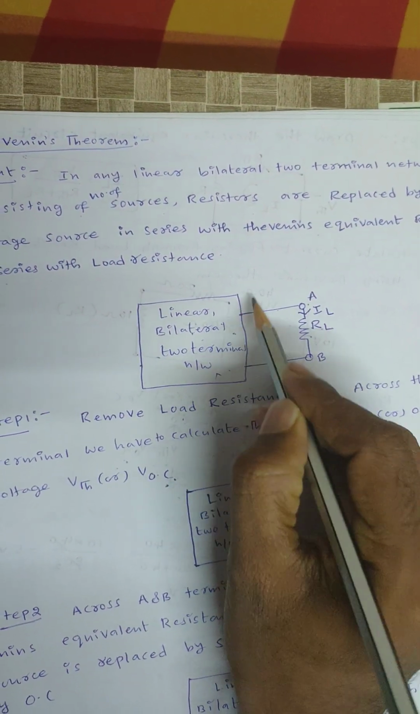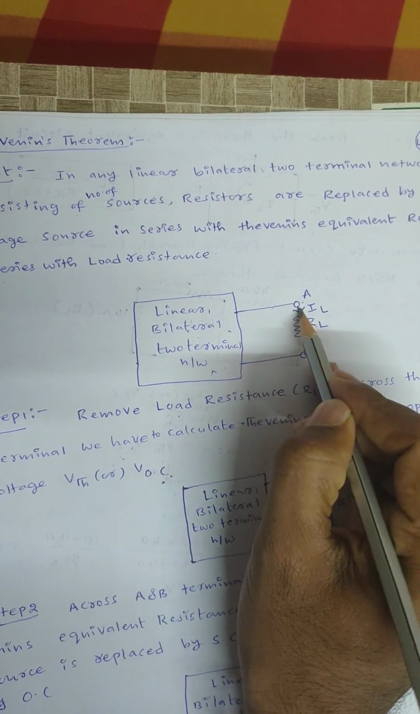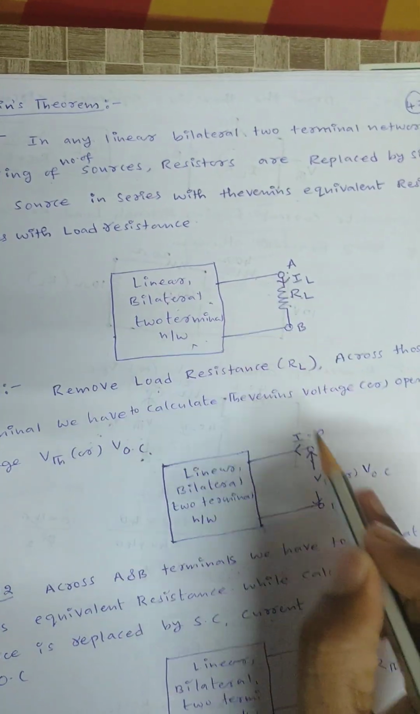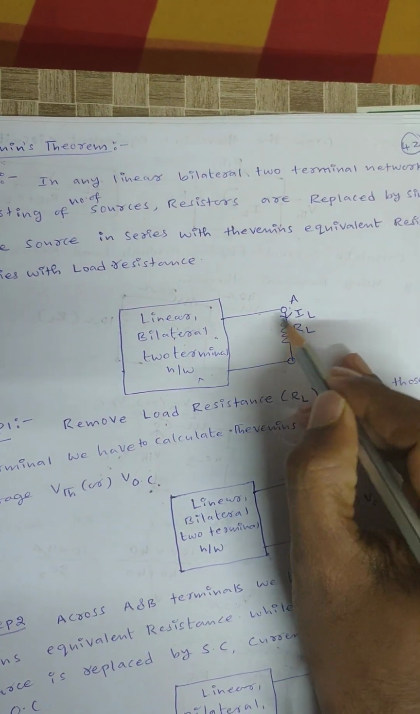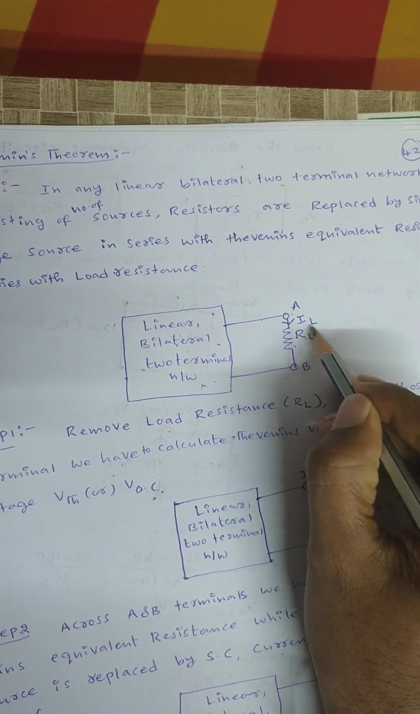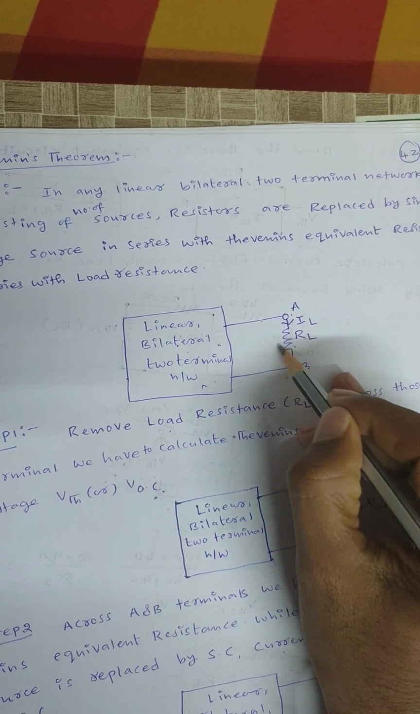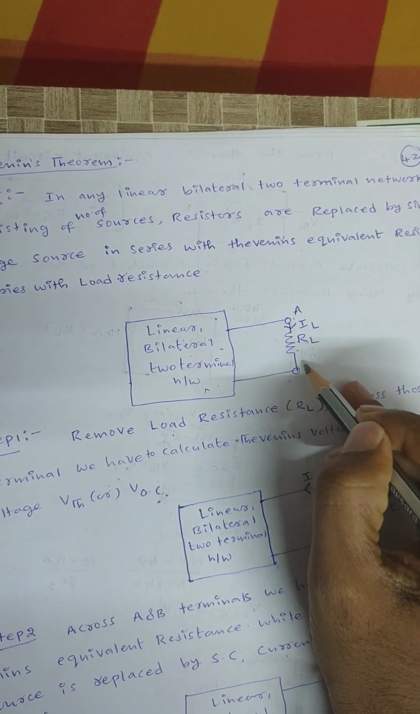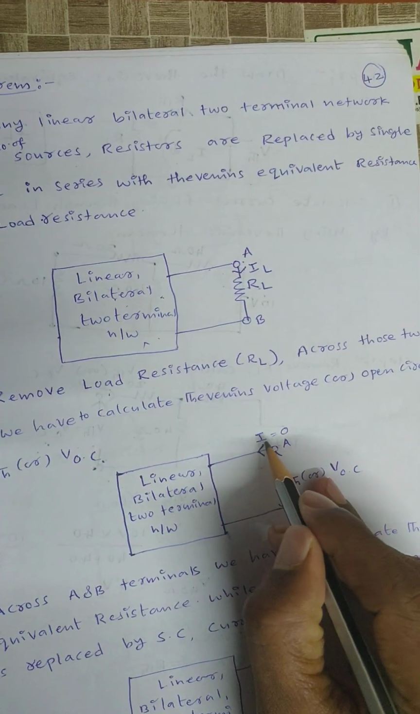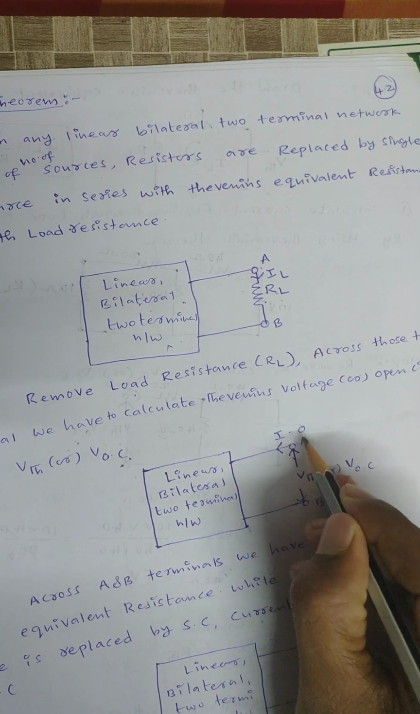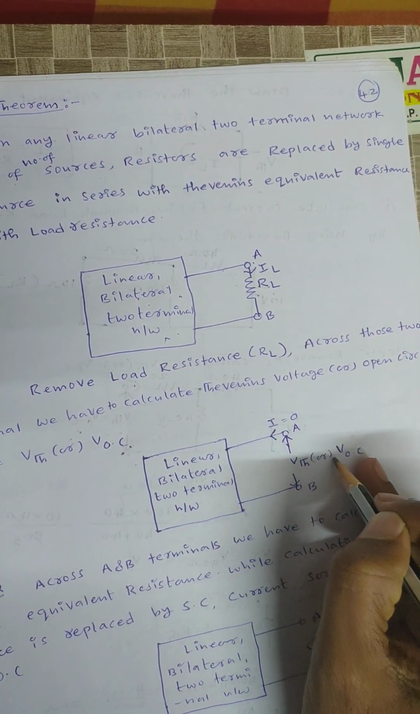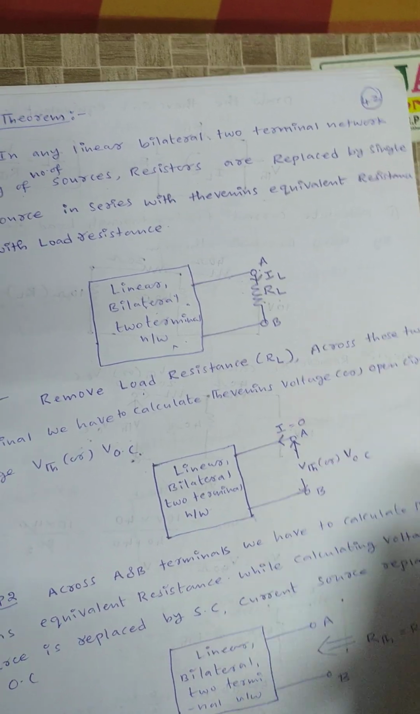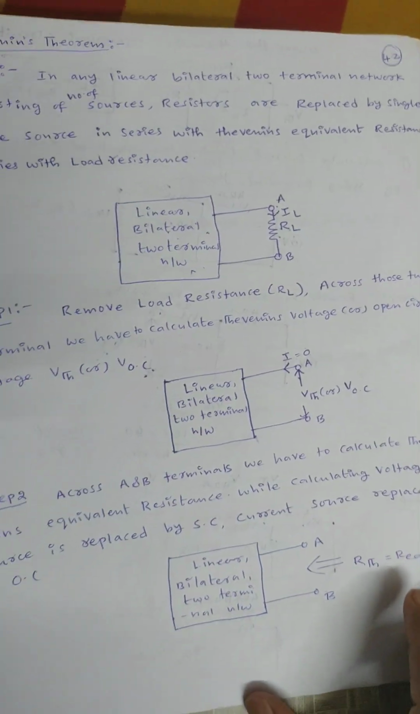To solve this type of problem, in Thevenin's theorem, step 1: remove the load resistance RL. This is the load resistance RL. When we remove it, the circuit is open circuited. Under open circuit condition, current I is equal to 0. Across those two terminals we need to calculate Thevenin's voltage or open circuit voltage. That is step 1.